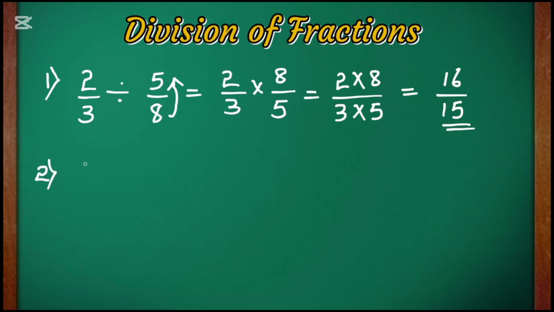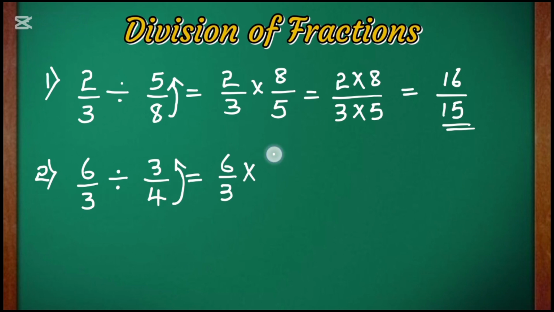Now let us take another example. 6 by 3 divided by 3 by 4. Again here we will write the first fraction as it is, that is 6 by 3. Write the multiplication sign and write the reciprocal of the second fraction. So 3 by 4 becomes 4 by 3.